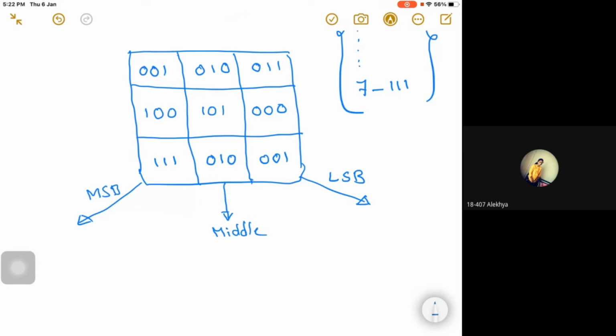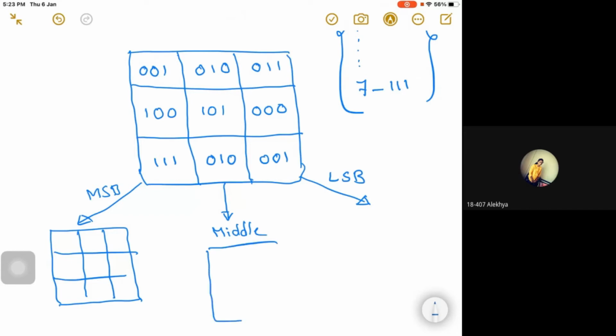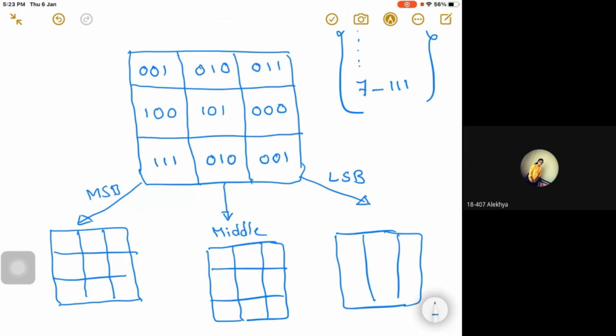So how to get the MSB bits? That should also consist of a 3 by 3 image. And how to get the middle plane, not image, plane? And then how to get the rightmost LSB? It is also very simple. For MSB, in each pixel, take only the MSB values, that is the leftmost bits.